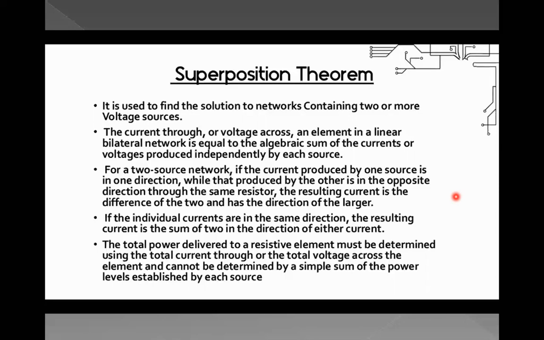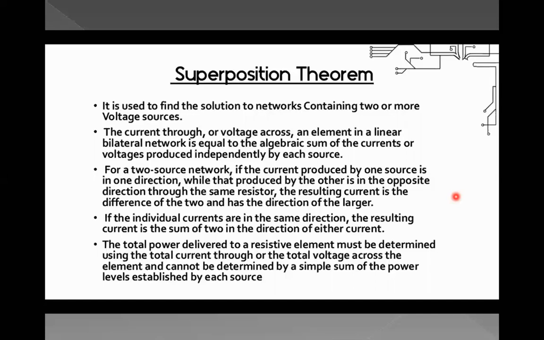The current through or voltage across an element in a linear bilateral network is equal to the algebraic sum of the currents or voltages produced independently by each source. I'll explain this point once again on the next slide, and that will be the main statement for the superposition theorem. For a two-source network, if the current produced by one source is in one direction, while that produced by the other is in the opposite direction, through the same resistor, the resulting current is the difference of the two and has the direction of the larger one.